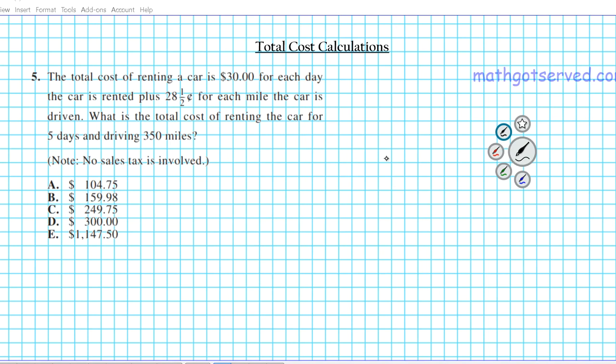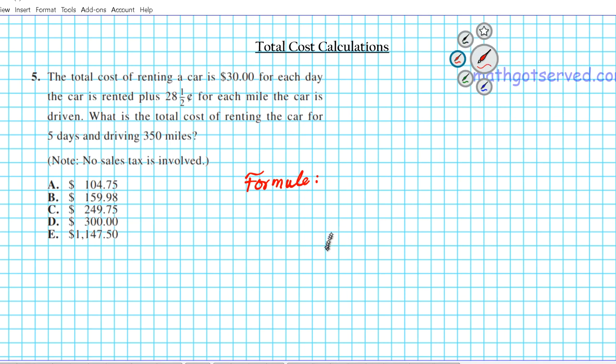No sales tax involved. All right, let's write down the formula for calculating total cost. So the formula is as follows. The total cost is given by, so total cost equals, so total cost is equal to the unit cost of the item multiplied by the quantity.